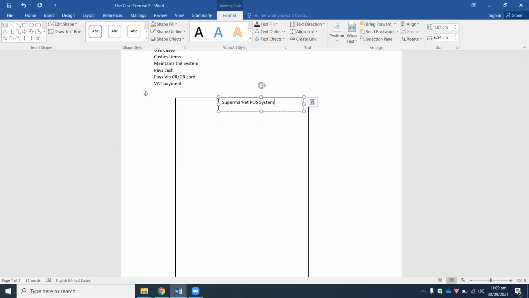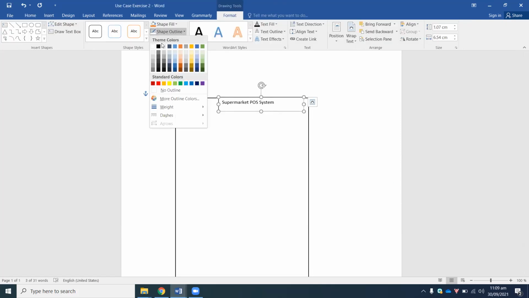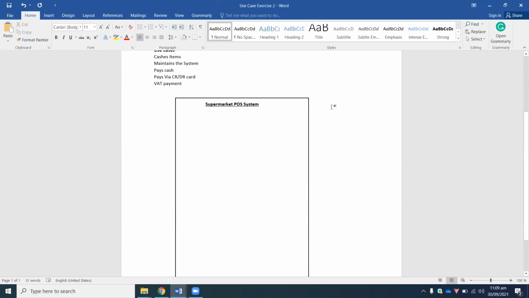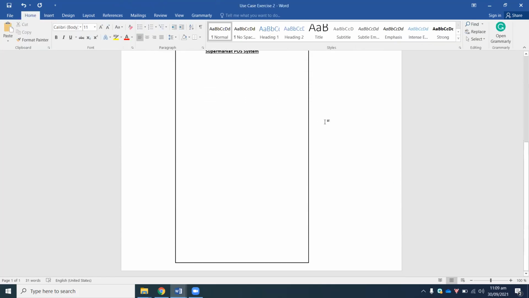What does POS stand for, rather? Anyone? Point of sale. Point of sale. Point of sale. Thank you. Yes, it is point of sale. So something like that. So that's done with the system.